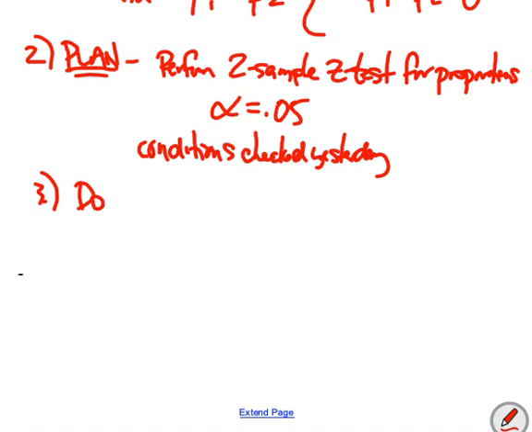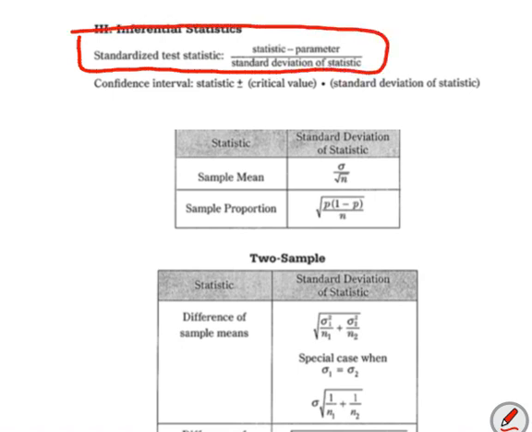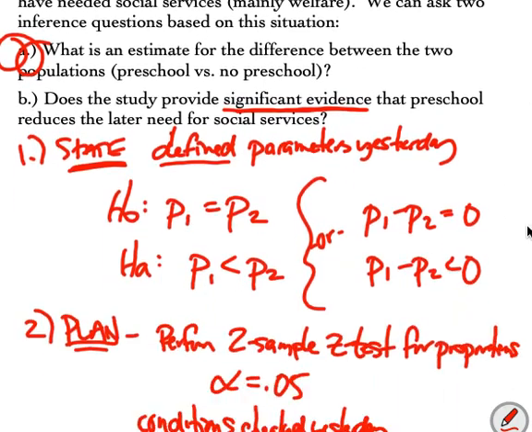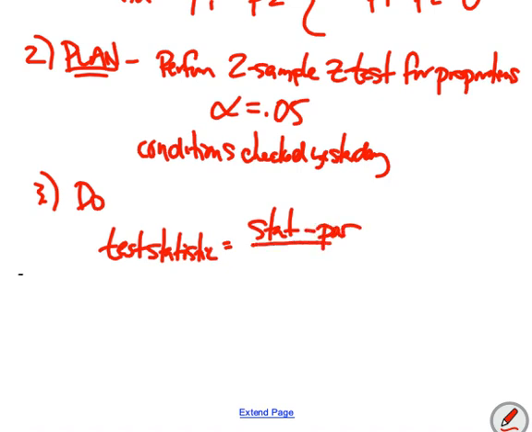So our test statistic here, and we'll go to this formula sheet that we've been working off of. Our test statistic is always according to this basic formula here. It's always a statistic, whatever that happens to be, minus the parameter, divided by the standard deviation of that statistic. So let's bring that back out to this page here. Our test statistic is the statistic minus the parameter divided by the standard deviation.